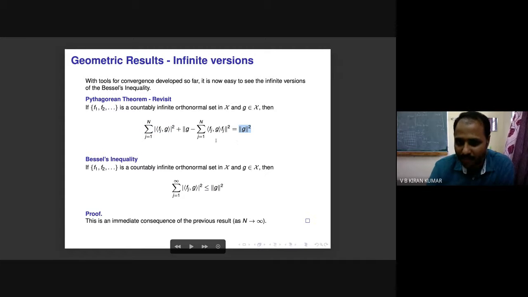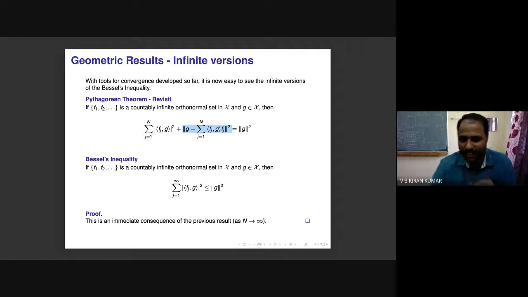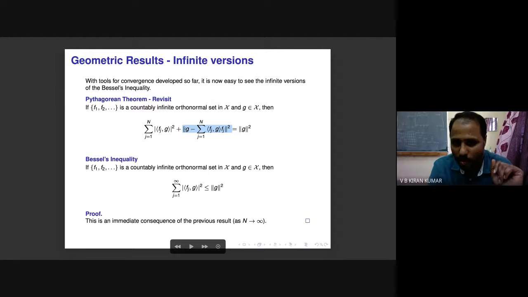So what should happen? Look at this identity. As n tends to infinity, equality means you have an infinite series converging to this, right? So the nth partial sum should converge to this. Then the series summation j equal to 1 to infinity of <f_j, g> f_j must converge to g. That means this quantity should go to 0 as n tends to infinity. So the norm of g minus the nth partial sum should go to 0.